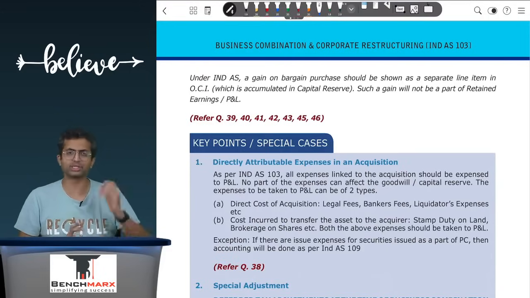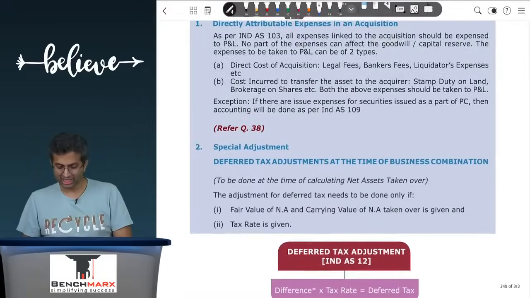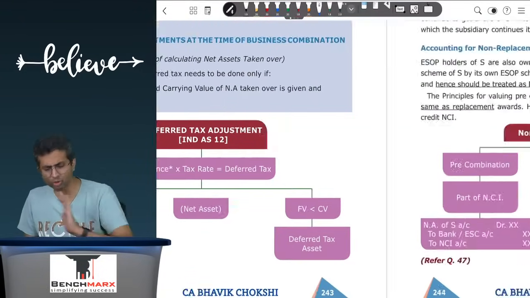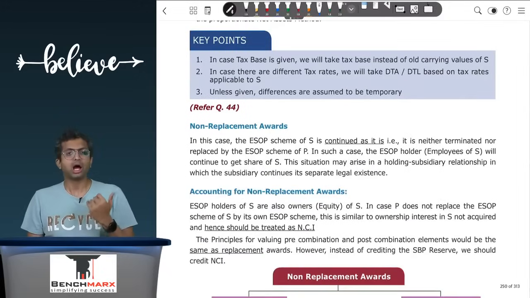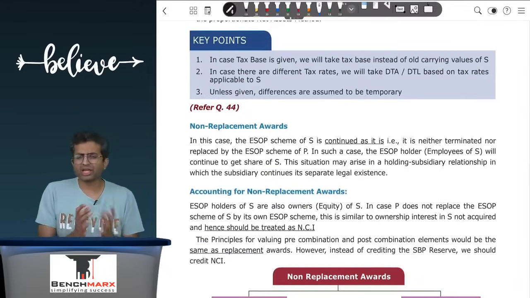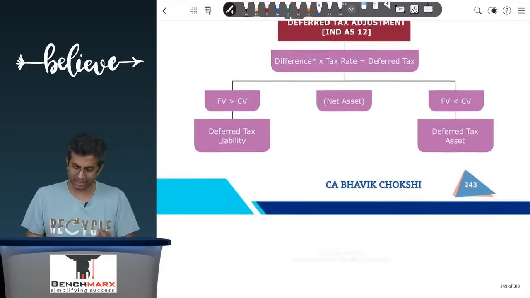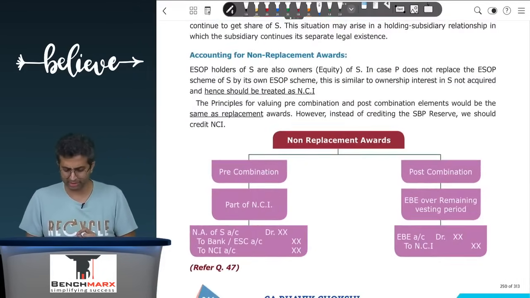It will not be capitalized into the cost of the assets and it will not even impact the goodwill in any way. Now the next step is a special adjustment for deferred tax adjustment, which is at the stage of business combination. We will do this along with the net assets working. Again, you will understand this better if you have done the Ind AS 12 or deferred tax standard. So we will come back to this in some time.